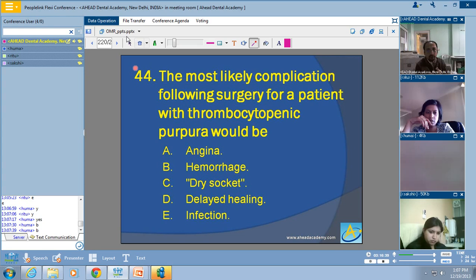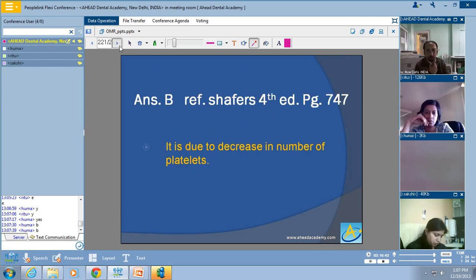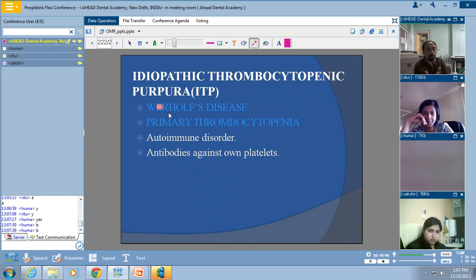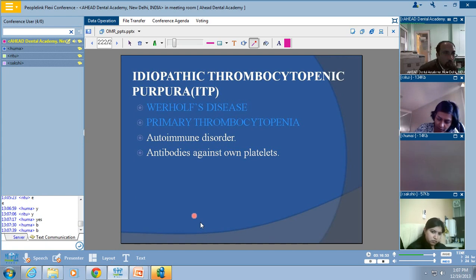What is idiopathic thrombocytopenia? Try to remember the name, Werlhof's disease. Werlhof's disease is another name for ITP. ITP is basically divided into two types, primary and secondary. The primary type is also called ITP. It's an autoimmune disorder, as the name suggests.